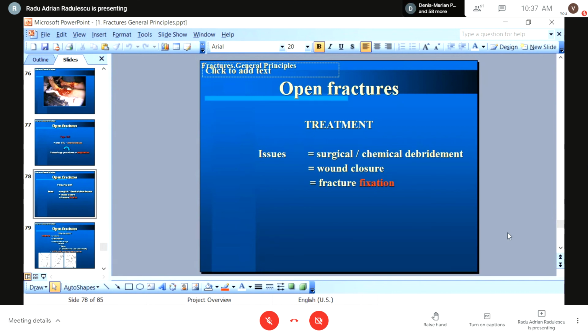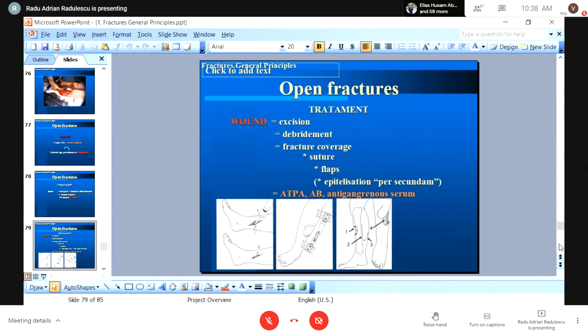The treatment of these fractures will be done by surgical and chemical debridement. I've mentioned the debridement before. Wound closure, when it's possible. Anyway, it's important to cover not especially the skin, but to cover the fracture site by bringing, if necessary, soft tissues from the neighborhood, and also fracture fixation, which will be done always in this type of fractures by external fixator.